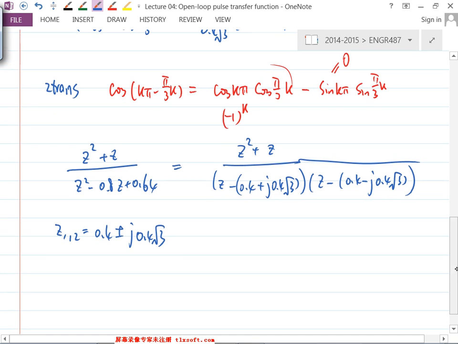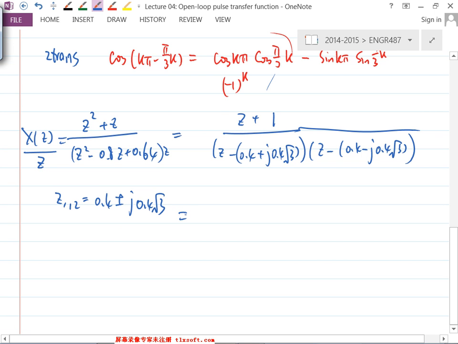Then if I want to do a partial fraction expansion, and this is X of z, if you remember, we divide both sides by z. So dividing by z here and z here, the top one becomes just z plus 1. Ultimately, what you see here is you get two distinct roots, but of course, they're complex.